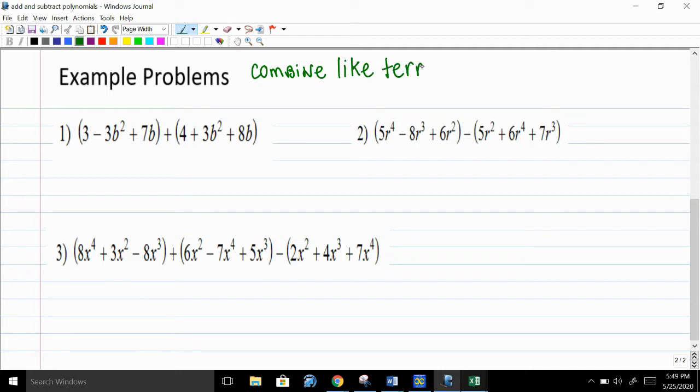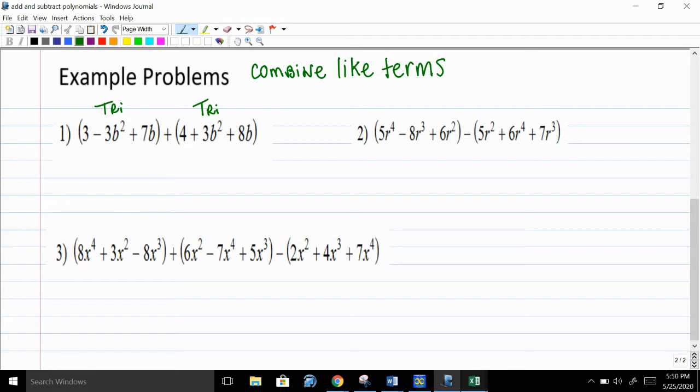Okay, and with subtraction, there's just a little bit of a catch. In number one, it's an addition problem, guys. When there's an addition problem, the parentheses really mean nothing. They're just separating the polynomials. So you have a trinomial here on the left, right? This would be one trinomial, this would be another trinomial. So number one is an example of adding two trinomials together.